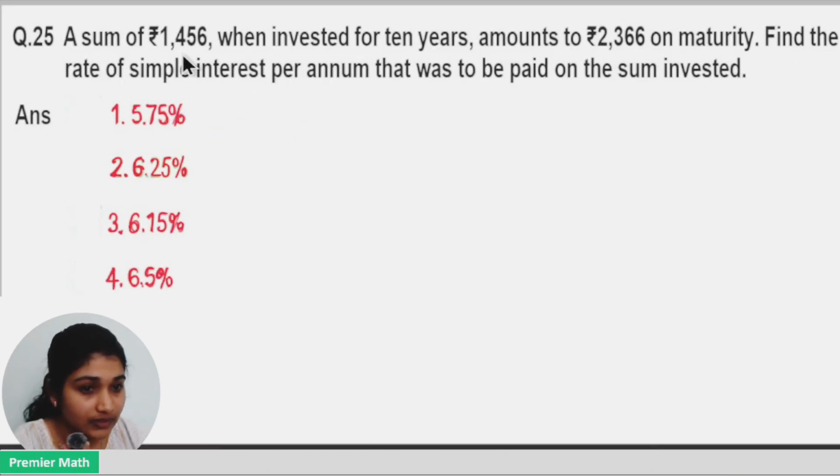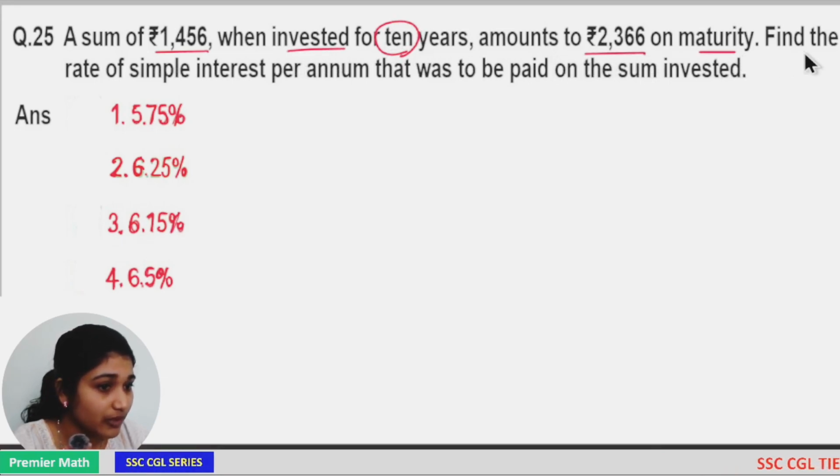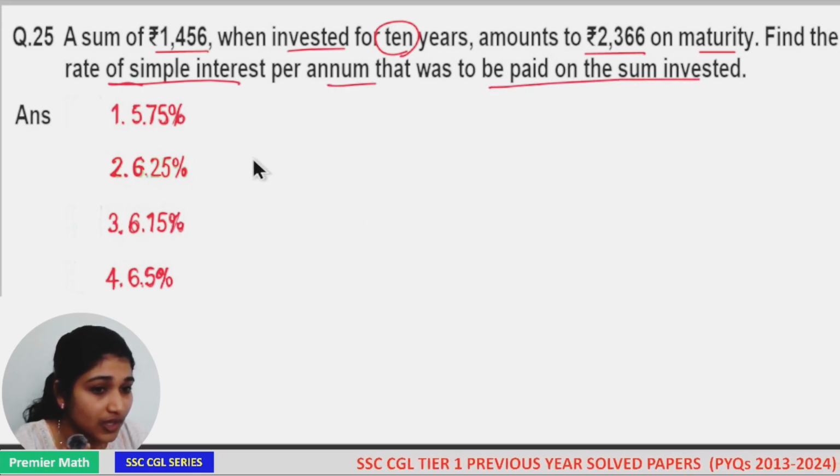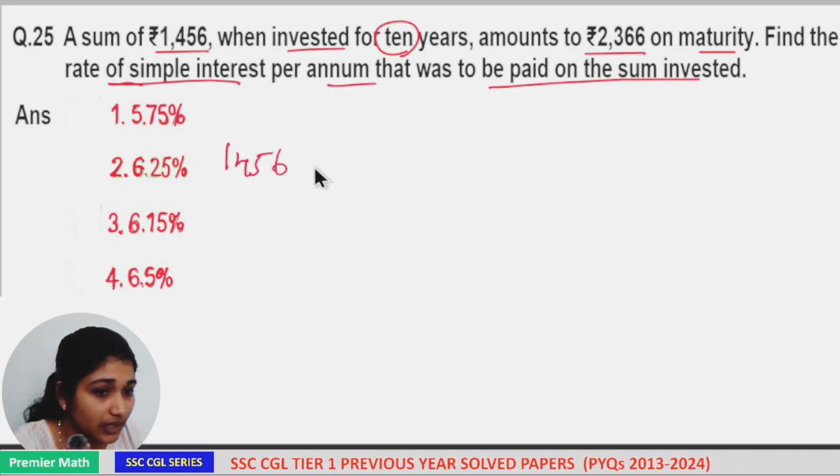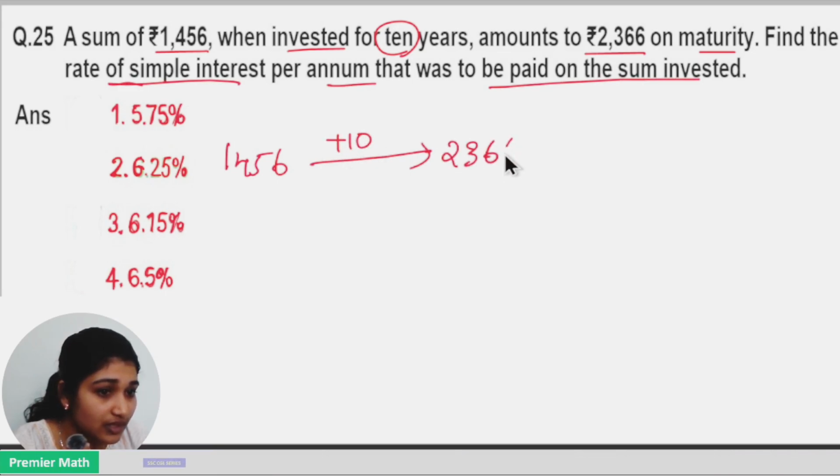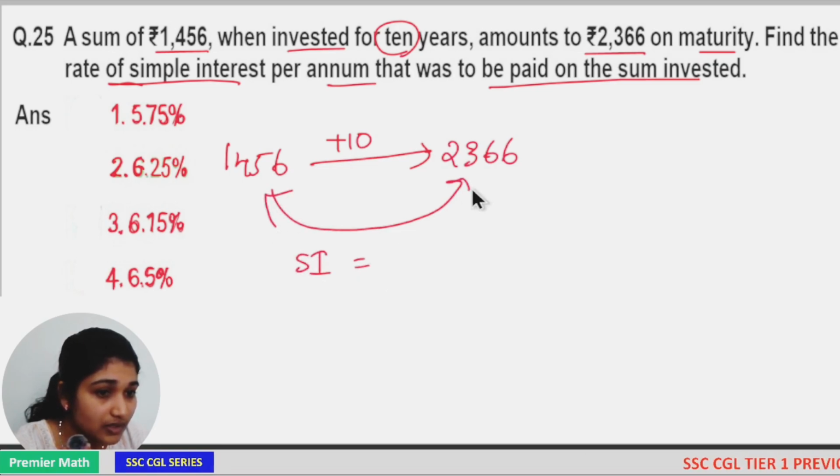A sum of 1456 when invested for 10 years amounts to 2366 on maturity. Find the rate of simple interest per annum that was to be paid on the sum invested. Here 1456 is invested for 10 years. Now at the end of 10 years the amount is equal to 2366. Now take the simple interest. Simple interest here is equal to 2366 minus 1456, which is 910. 910 is the difference.